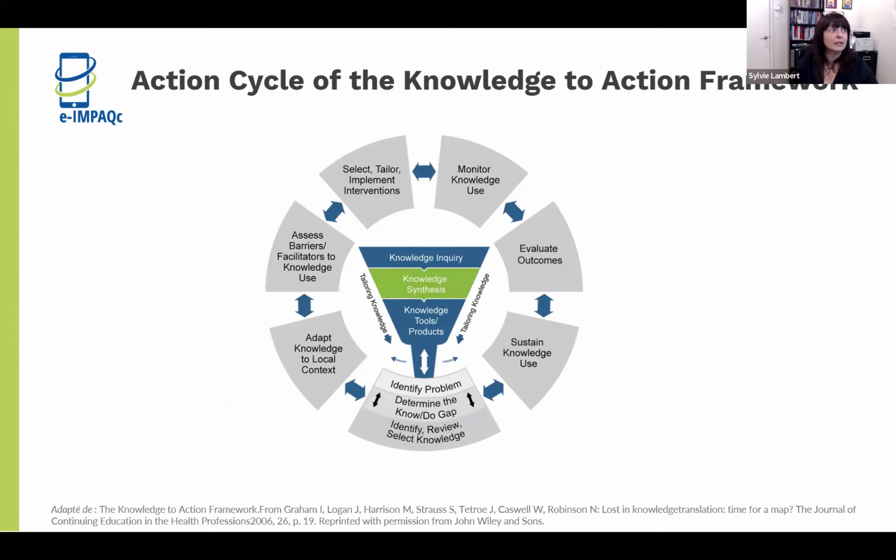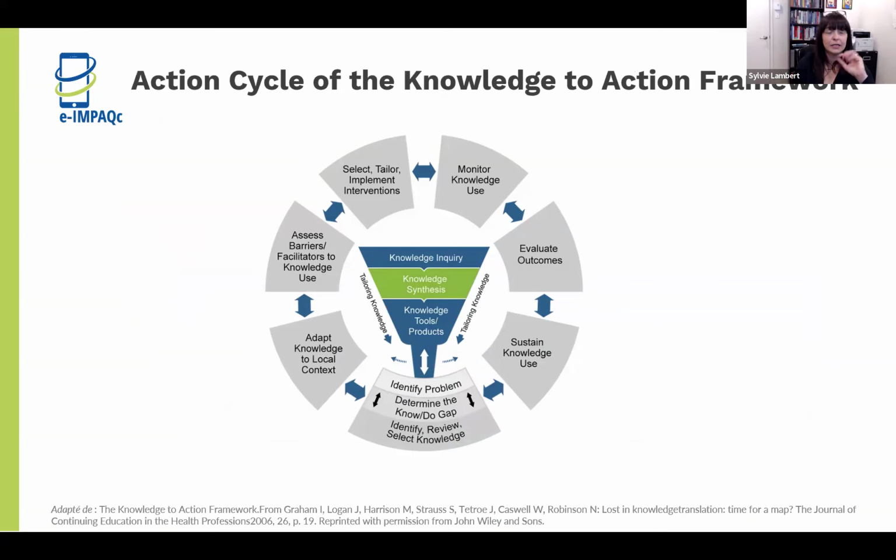I've looked at different ones, and we are using the action cycle of the Knowledge to Action framework. This framework has two parts to it: the blue part in the middle, and the gray squares around.